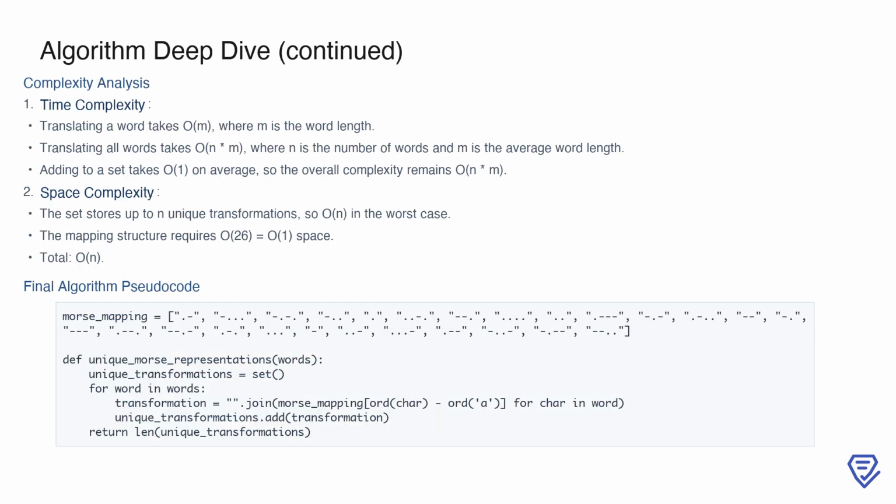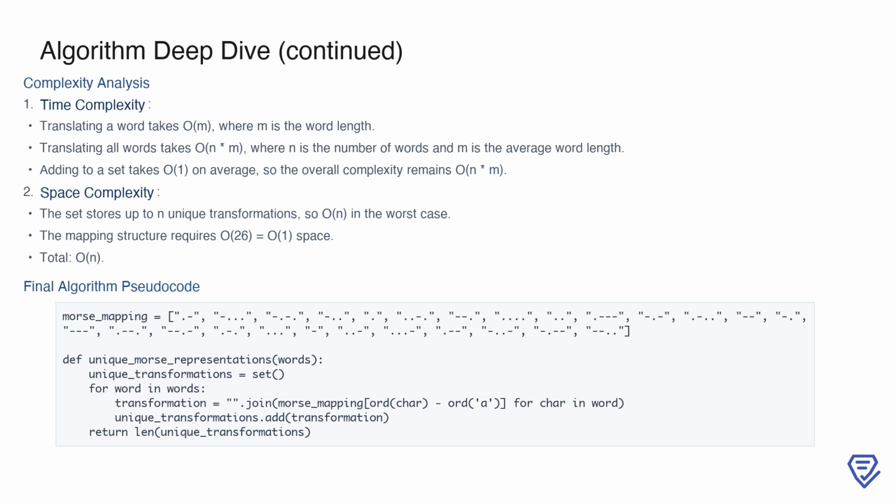Analyzing the algorithm's complexity gives us a clearer picture of its performance. For time complexity, translating a single word involves iterating through its characters, which takes O(m), where m is the word length. Translating all n words in the input list results in a total time complexity of O(n*m). Adding each transformation to the set is an average O(1) operation, so it doesn't significantly impact the overall complexity.